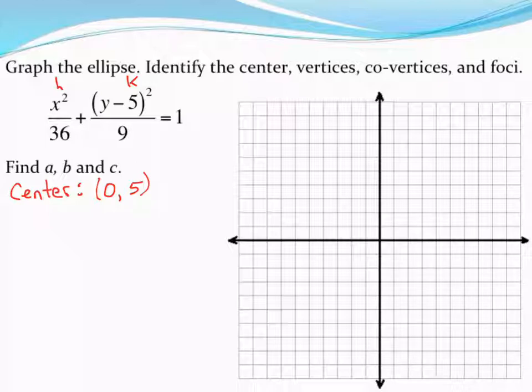So let's get that point plotted. 1, 2, 3, 4, 5. So right there. Next up, I'm going to find the a and the b values, which I think of as the long and short radius, although technically I guess we should call them the semi-major and semi-minor axes.